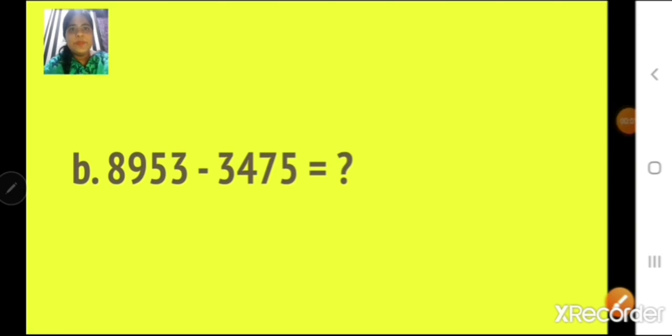Children, the next one is 8,953 minus 3,475 is equal to dash. Okay, the minuend and the subtrahend are given. We have to find the difference.